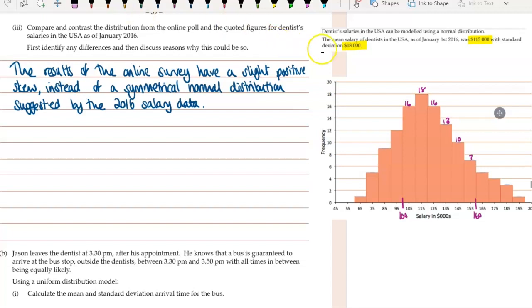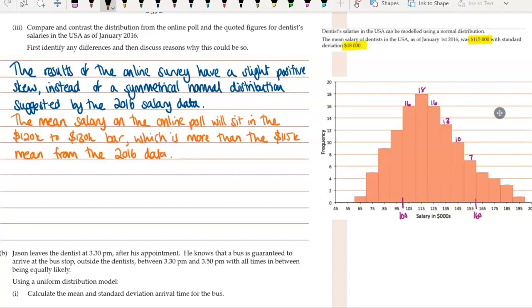The next is to think about comparison of the mean amount. Now, if we've got that skew, the mean will be pulled slightly to the right of the peak of our data here. So the mean is probably sitting in this category around here, just pulled slightly over, somewhere between the 120 and 130 mark. So that's definitely going to be more than the 115,000 that was given to us from the normal distribution suggested data. We can take a look at the standard deviation as well.